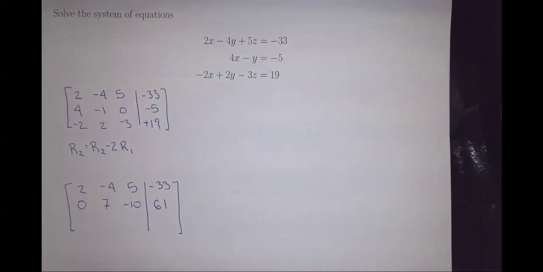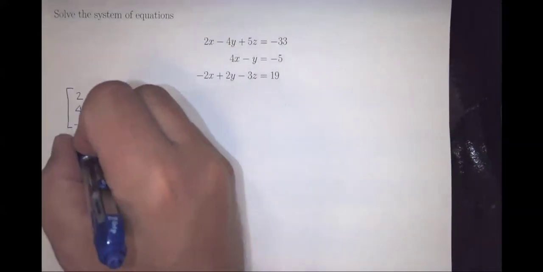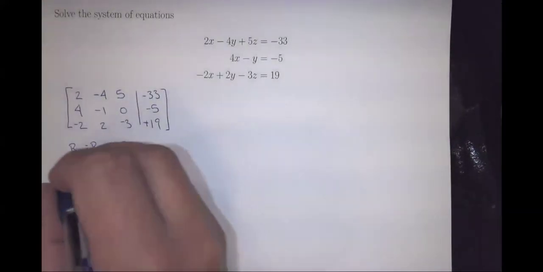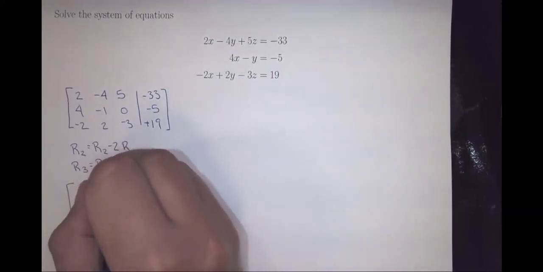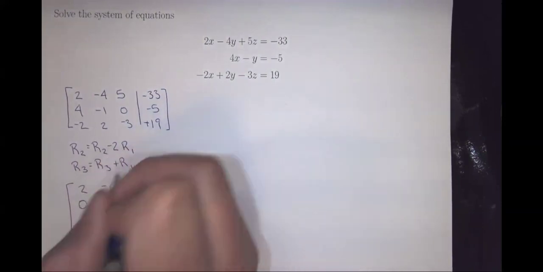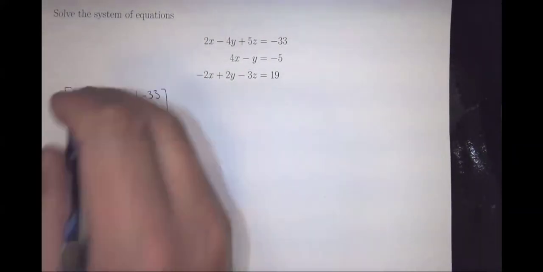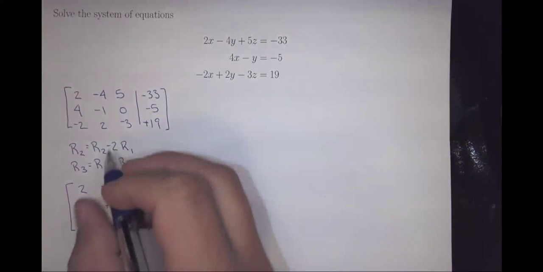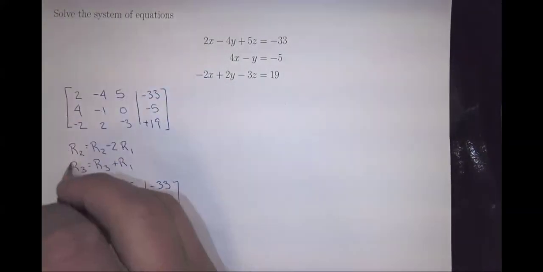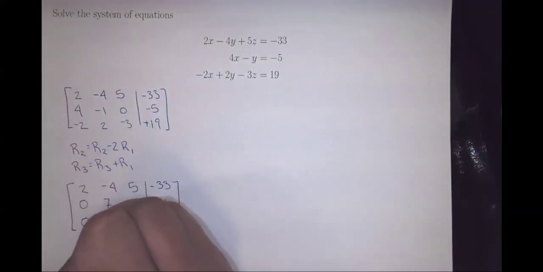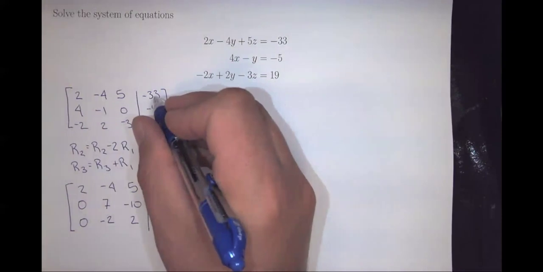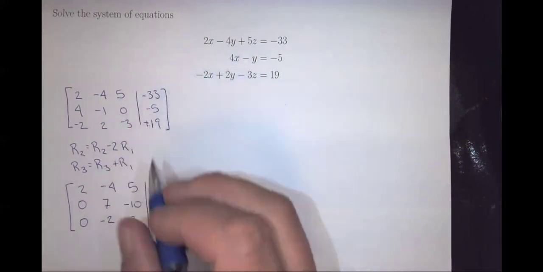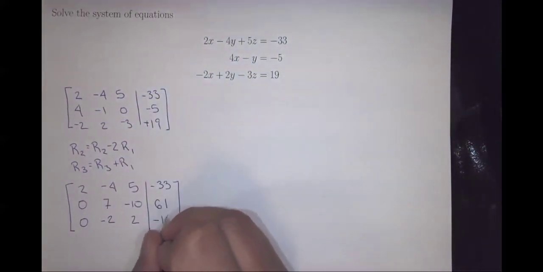And so row 3 is going to be row 3 plus row 1. So -2 plus 2 is 0. 2 plus -4 is -2. 3 plus 5 is positive 2. And 19 plus -33 is -14.